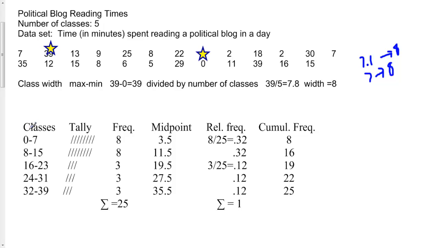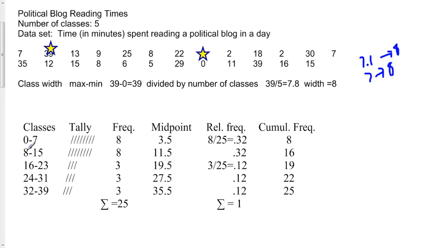So what I do now is I set up my classes. I start with my minimum, which was 0, and I add 8 going down, and that gives me 8 to be in this class. I add 8 more, and that gives me 16. I add 8 more, that gives me 24. I add 8 more, and that gives me 32. So I've made all the class lower limits first.